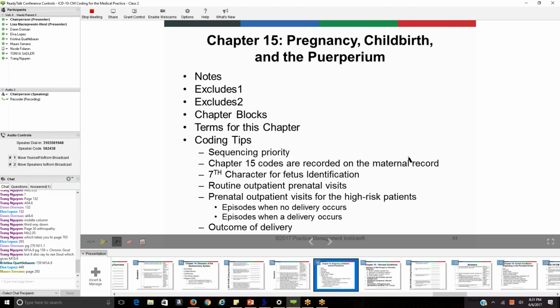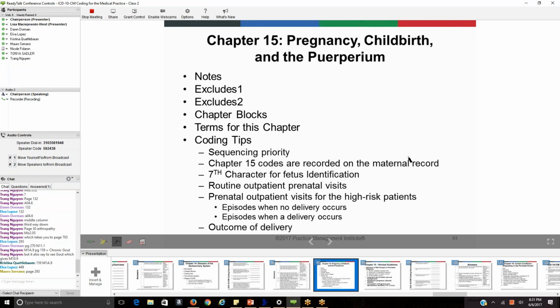There's also Z codes for routine outpatient prenatal visits that would be used in lieu of these O codes, and you'll see what they are. We're going to take a look at them. Prenatal outpatient visits for high-risk patients: a code from category O09, supervision of high-risk pregnancy, should be used as the first listed diagnosis. Then the secondary Chapter 15 codes would be used in conjunction with those codes if appropriate.